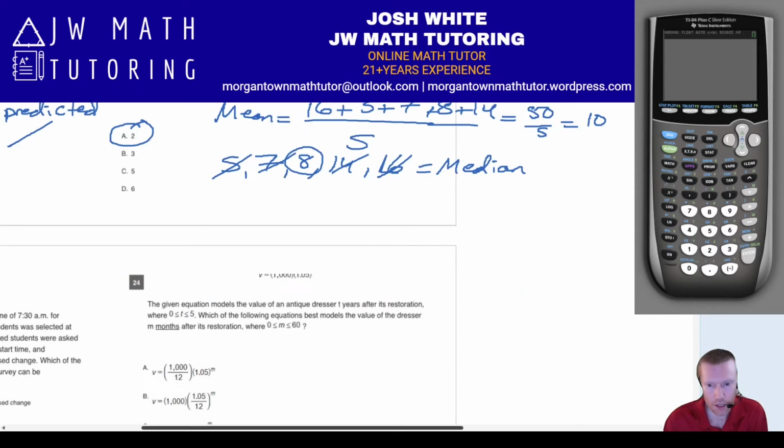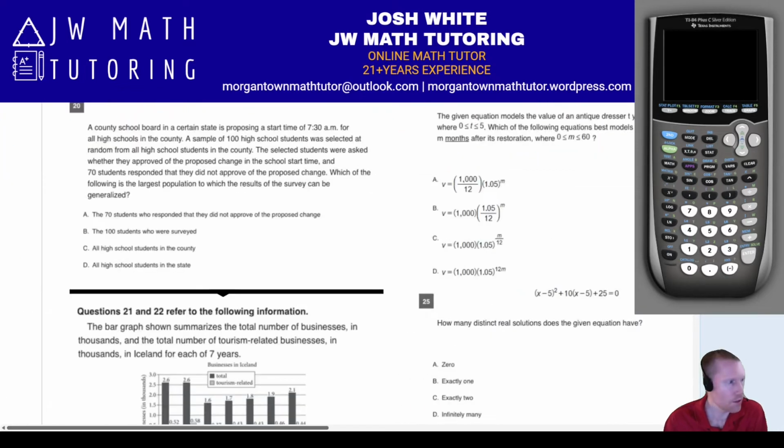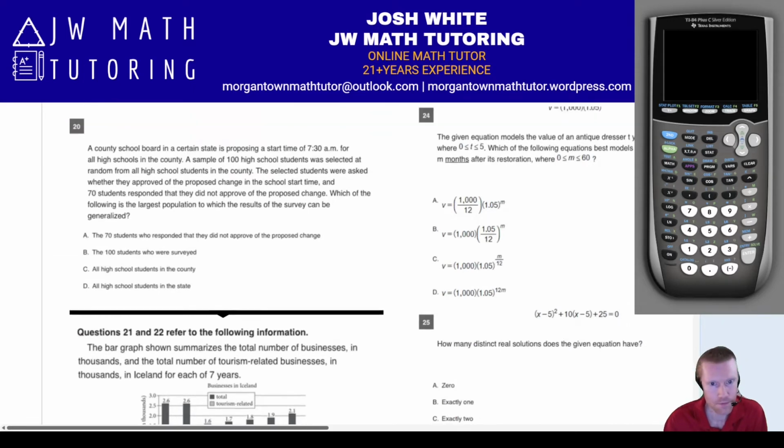Now moving on to the next page, problem number 20. So this one talks about basically a sample of a set of data. They sampled 100 students about this high school, from all high schools in the county, and then they want to know what's the largest population or group of students that you could generalize or apply these survey results to. So the answer is going to be letter C.